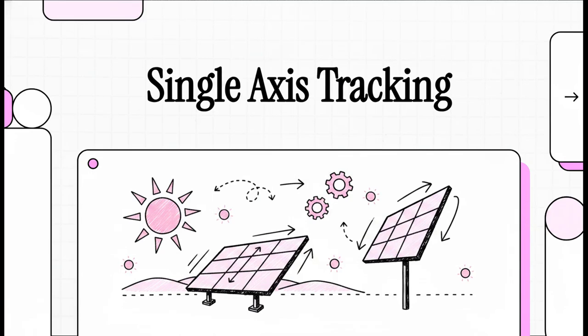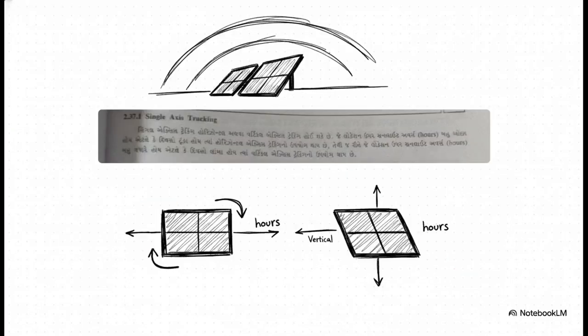Okay, let's dive into this. Today's explainer is all about single-axis tracking, specifically horizontal versus vertical. We're going to get right into how geography directly dictates the mechanics of solar panels. We'll be breaking down section 2.37.1 of our source text today.